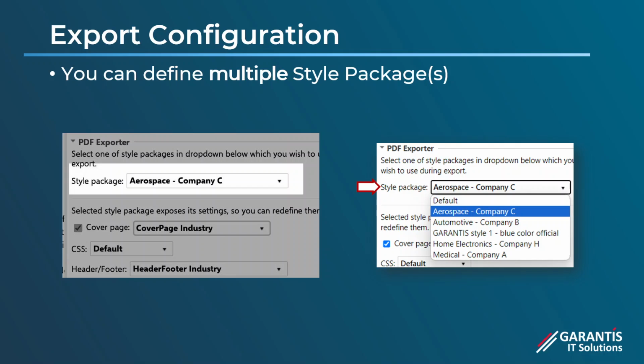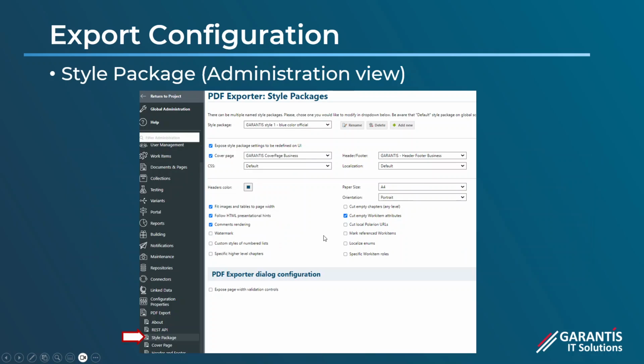There are different export configurations which can be configured. In our case we selected style package ASpace Company C, and you see there are multiple available style packages: Garantis Style 1, Home Electronics, Medical Company. You configure them in administration as an administrator.